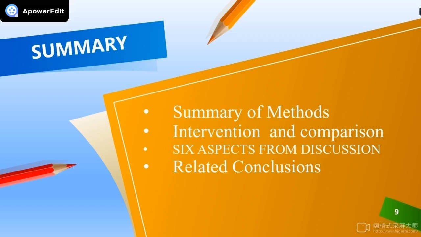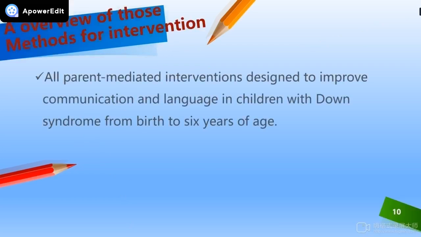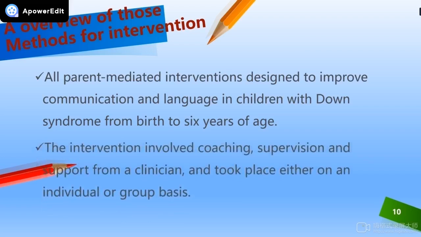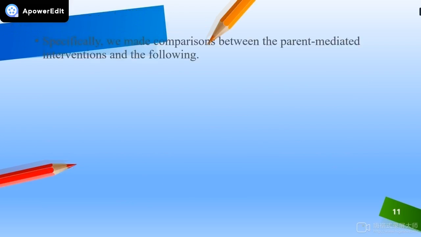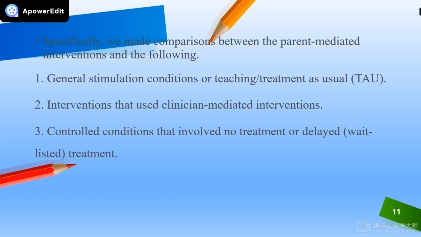And as we all know, the parent-mediated intervention is designed to improve communication and language in children with Down syndrome from birth to 6 years of age. The intervention involved coaching, supervision, and support from a clinician, and took place either on an individual or group basis. Here are some comparisons, like general stimulated conditions, interventions that use clinician-mediated interventions, and a control group, that means no treatment or delayed treatment.